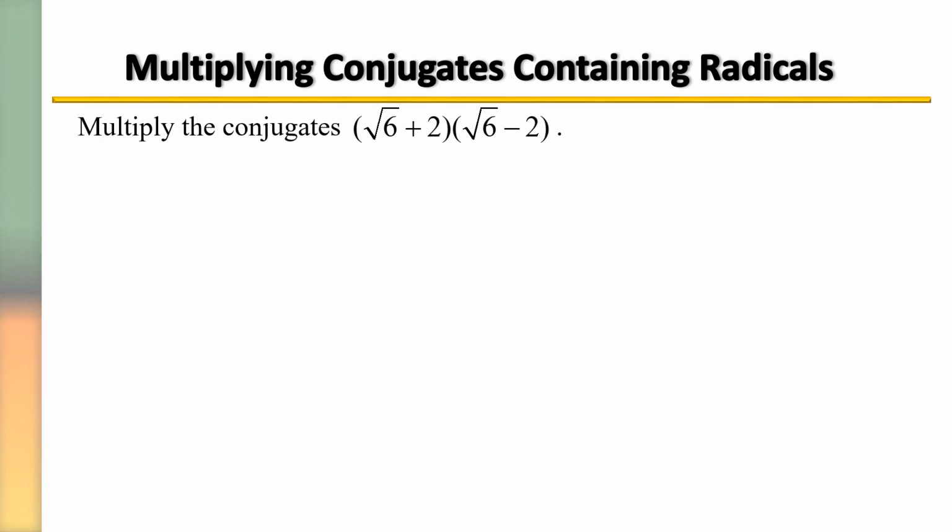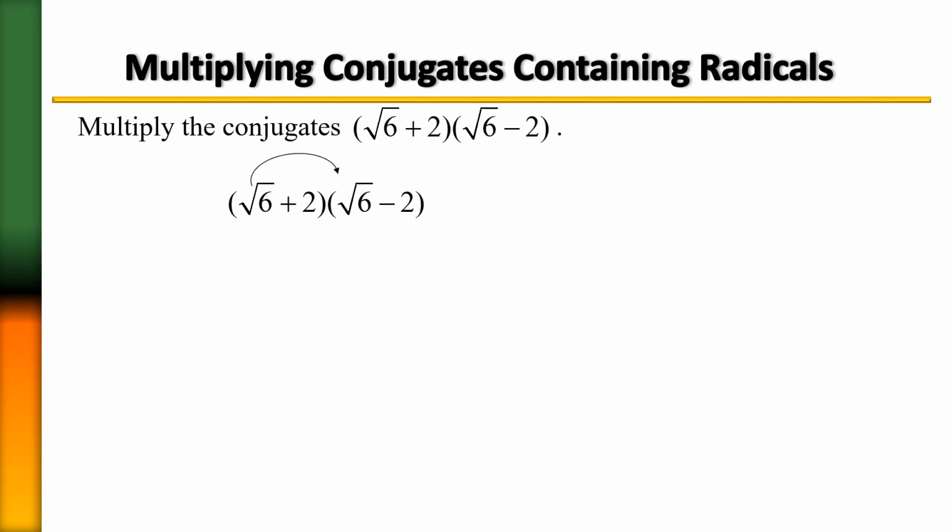Let's multiply another set of conjugates. So we're going to do it the easy, quick method, just multiplying the F and the L. So square root of 6 times square root of 6 equals square root of 36. Last, positive 2 times negative 2 equals negative 4. Let's go ahead and simplify that perfect square. Square root of 36 is 6. 6 take away 4 equals 2. Done. There's your answer.